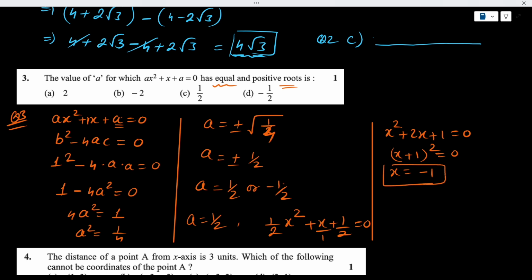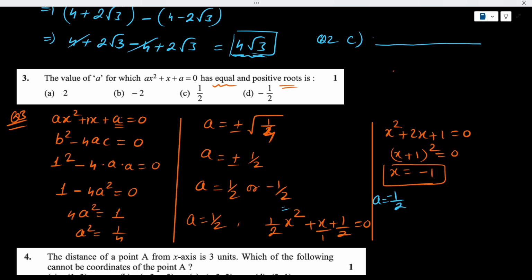Is it a positive value? It is not a positive value. So we cannot consider a is equal to half, right? So definitely your answer is going to be a equals to minus 1 by 2. This can't be considered, because it's giving you the negative roots, the negative solution. So to cross check, definitely your answer is going to be minus 1 by 2. But you can cross check whether you are getting positive roots here or not.